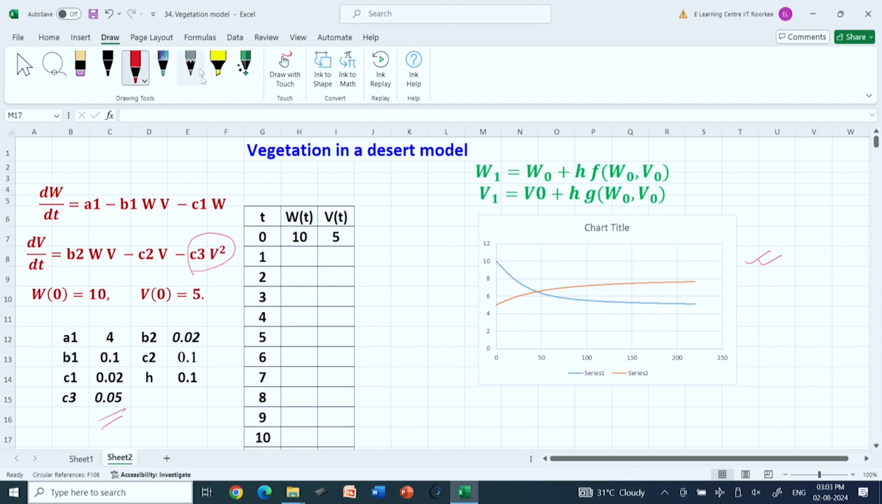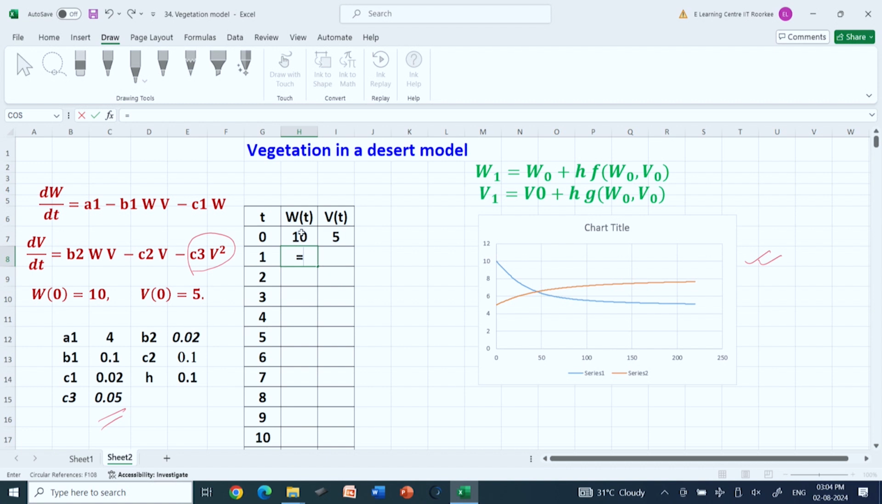As you can see, I already have the equations with C3V square. This denotes the competition term between the vegetation. The initial conditions remain the same, that W0 is 10, V0 is 5, and all these parameter values remain the same, only I have added C3, which is 0.05. Now, let us calculate these values and see what new dynamics you get.